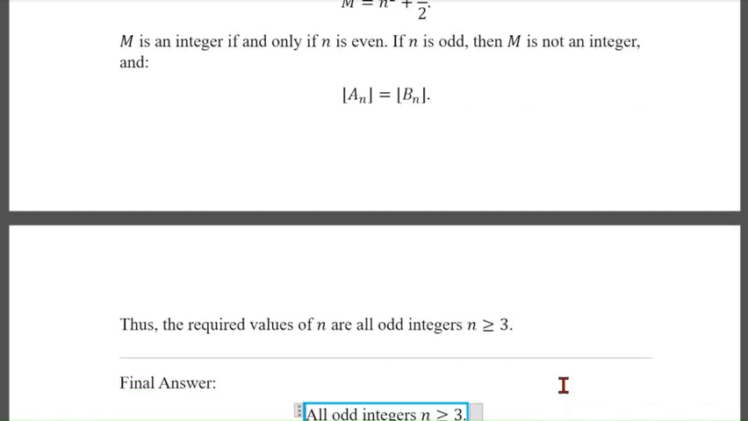Final answer: all odd integers n greater than or equal to 3.